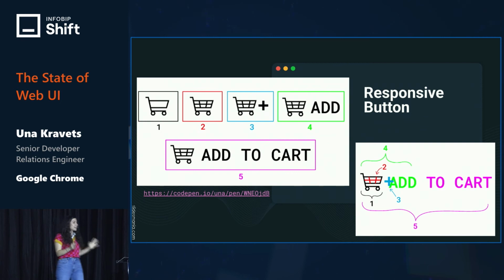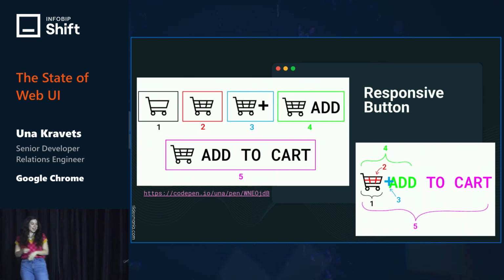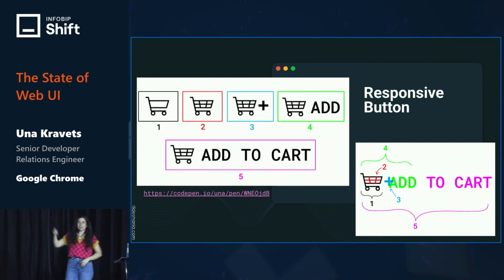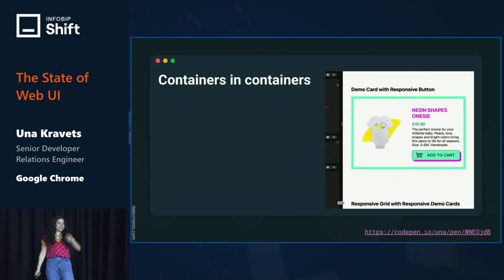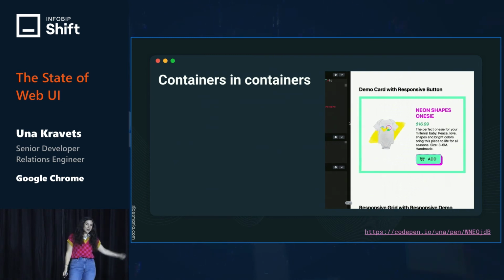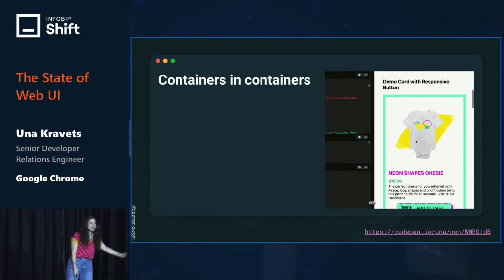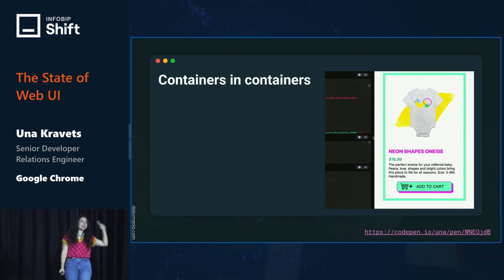So here I created an SVG where I wanted this button, that little card, to go from a shopping cart, then add some more detail, then add the plus, then add the text that just says add, and then add to cart. And I created an SVG where this is going to be progressively included as the space is increasing for that card. So now I'm creating a container query card with a container query button, and I'm using container query names to then pull from where I am naming things.